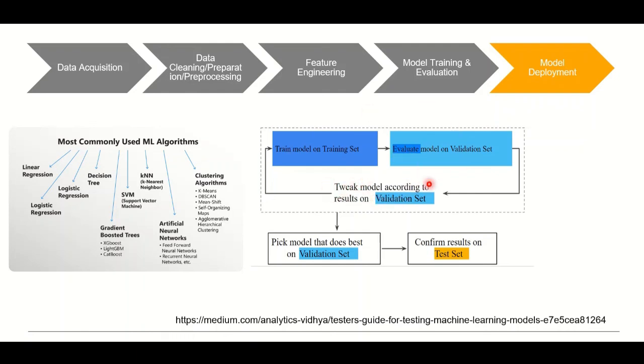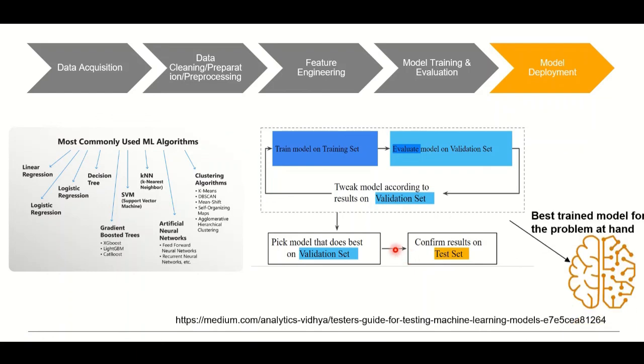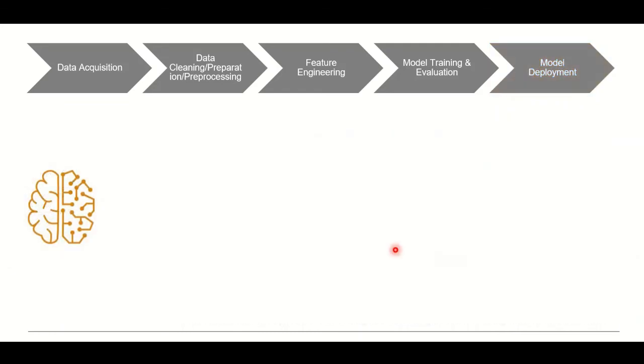And now once the model has been trained, you will have a separate set of data called the test set. You will see how your model is performing on the test set, which it has not seen. So after this training, evaluation, and testing on the test set, you get the final best trained model for the problem at hand. Now what do you do with this trained model? Now you have to deploy it somewhere so that you can use it. So this is your trained model.